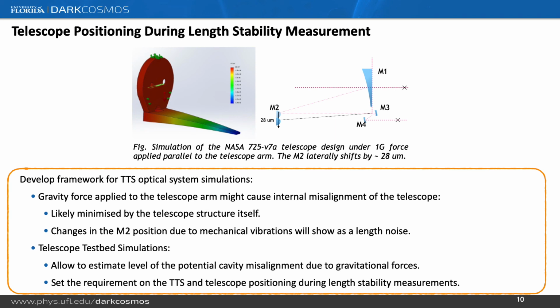The simulation framework also allowed us to investigate potential misalignment caused by the gravitational forces. Here, the unsupported telescope arm is sagging due to the gravitational force applied in a perpendicular direction, causing lateral shift of M2 and changes in the alignment conditions. Therefore, right positioning and support of the telescope during the lens stability measurement might be important to reduce potential lens-noise coupling caused by mechanical vibrations.